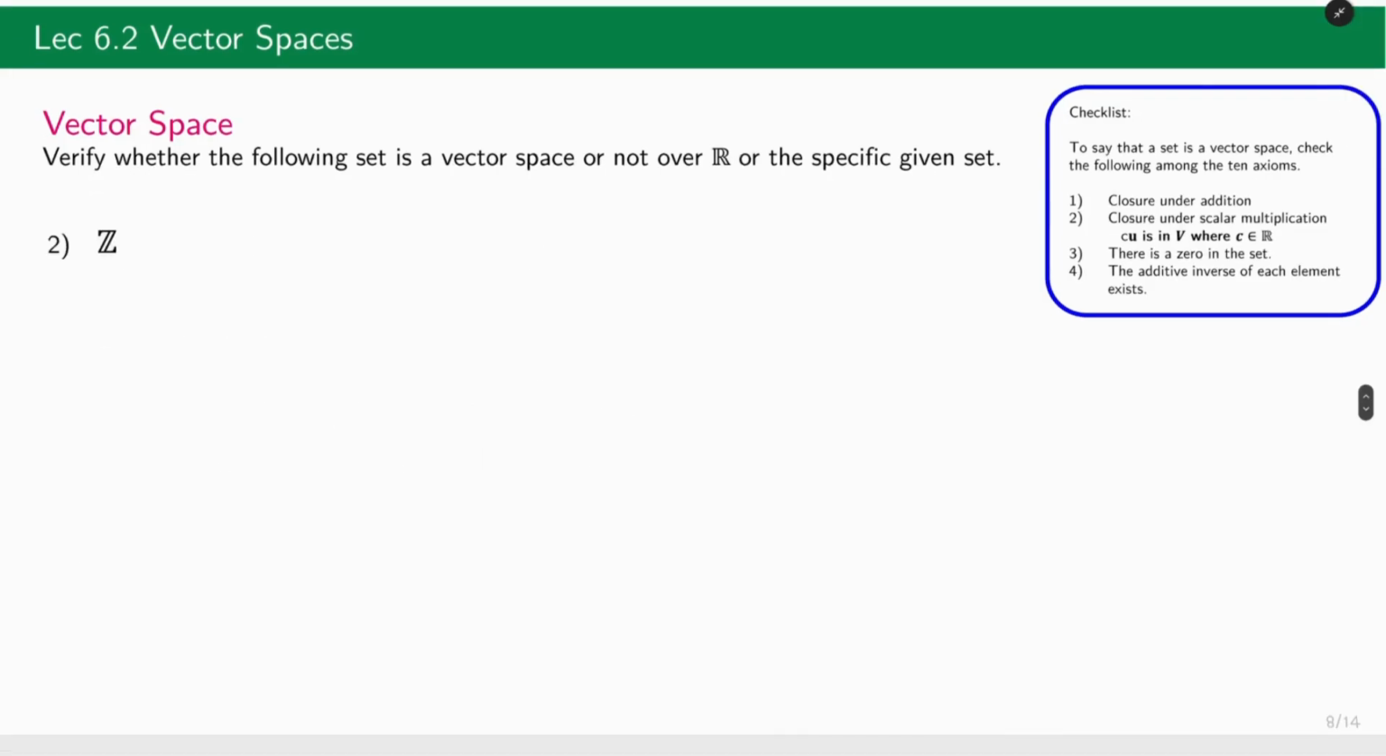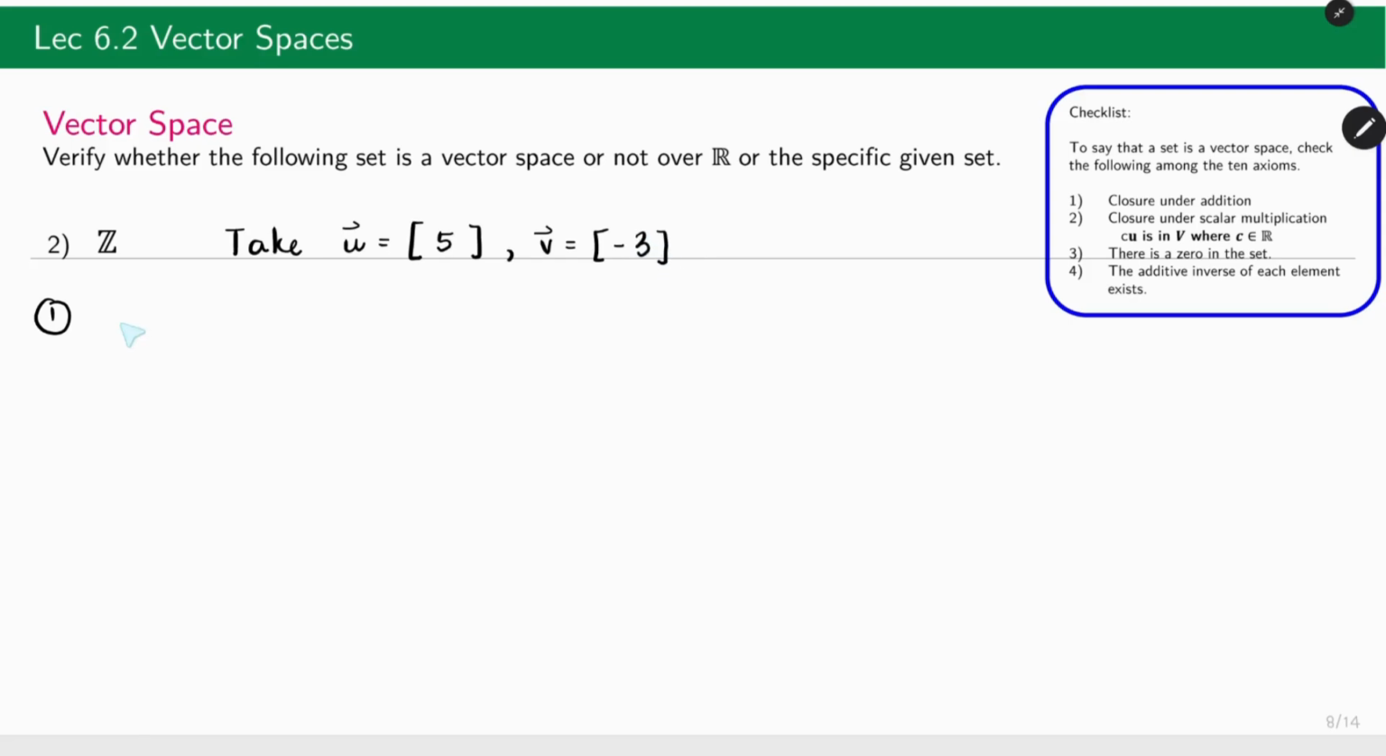Next, we have here the Z. Let us verify whether the set of integers is a vector space or not. Alright, so let's start with addition. Okay, take U. So this one is an integer, right? And then V. Let us take any integer, negative 3. Alright. U plus V.